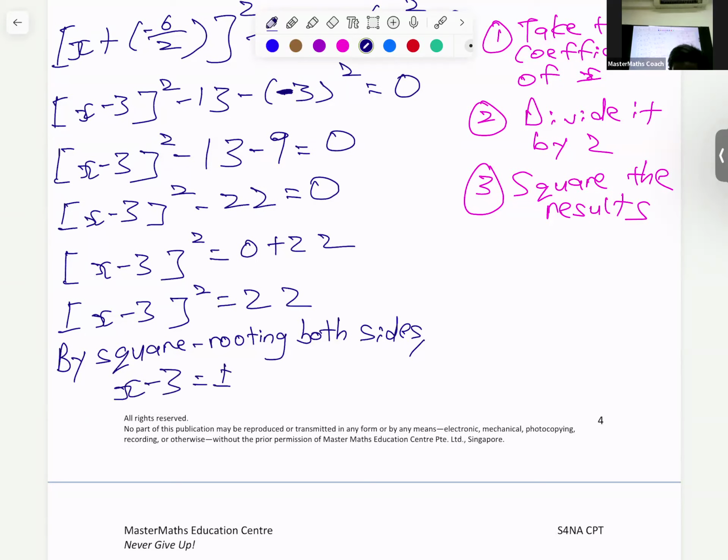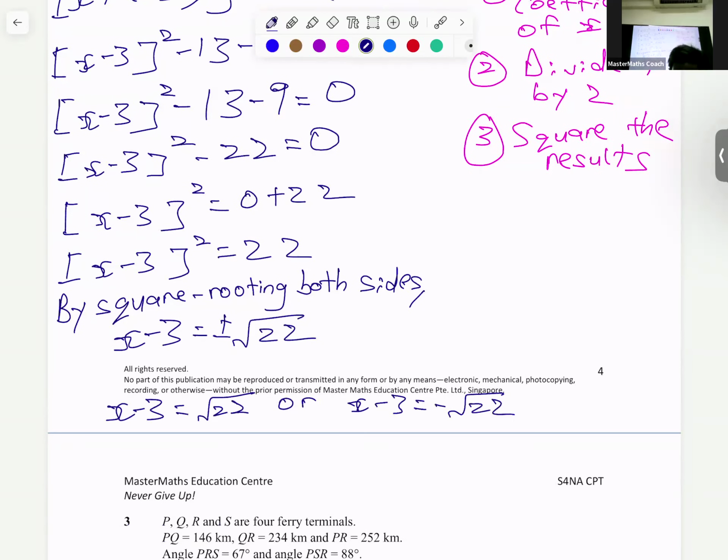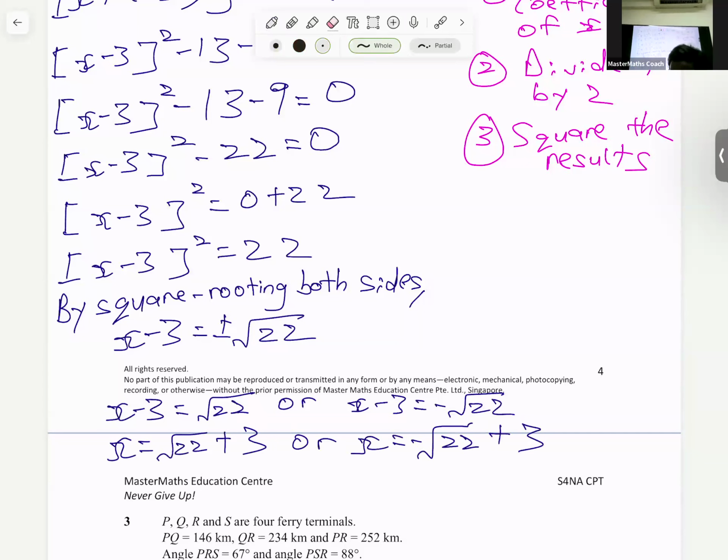So x minus 3 equals to plus minus square root 22. x minus 3 equals to square root 22, or x minus 3 equals to minus square root 22. Then x equals to square root 22 plus 3, or x equals to minus square root 22 plus 3. So this will be 7.69 or minus 1.69.